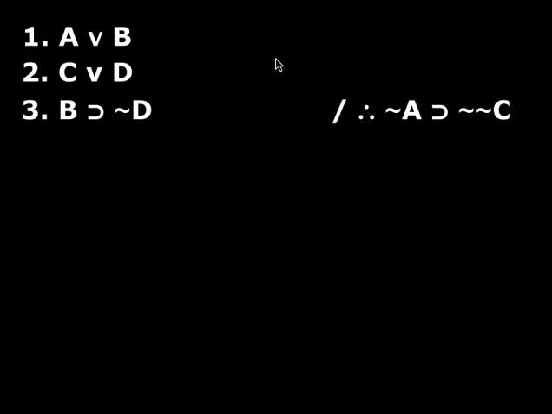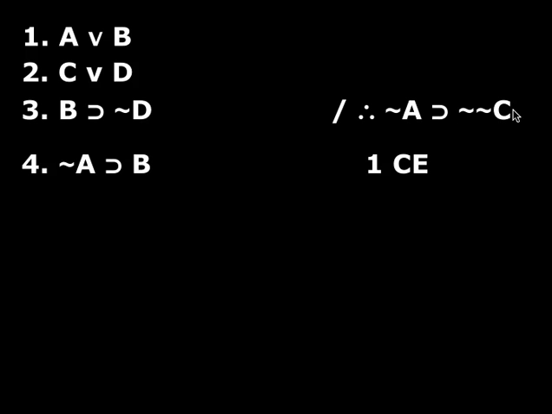What I'm going to do is, first I'm going to turn line 1 into a conditional. So wedge becomes horseshoe, negate the first component. Then I'm going to do commutation, and you'll see why in a second. Basically, I can explain to you exactly why. What I want is, if not A, then not C.